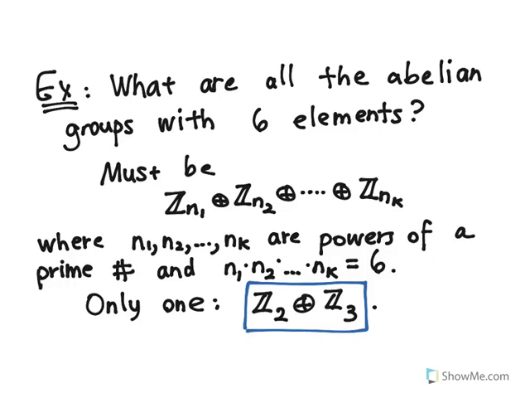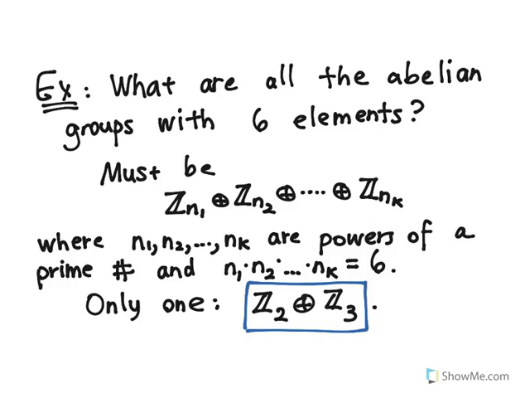Notice here 2 and 3, those are both powers of prime numbers. Actually, they're both just equal to prime numbers. And when I multiply them together, I do get 6. So what we're finding here is that there's really only one abelian group with 6 elements. It's Z2 plus Z3. Or to put it a little bit more precisely, any abelian group with 6 elements must be isomorphic to Z2 plus Z3.